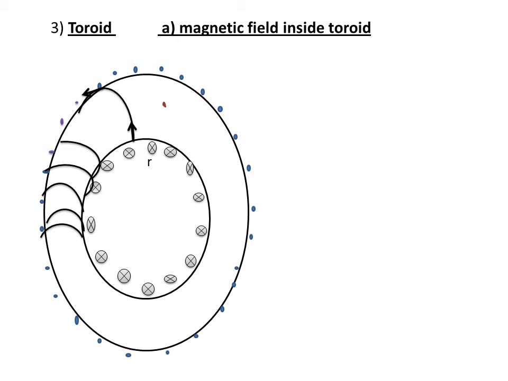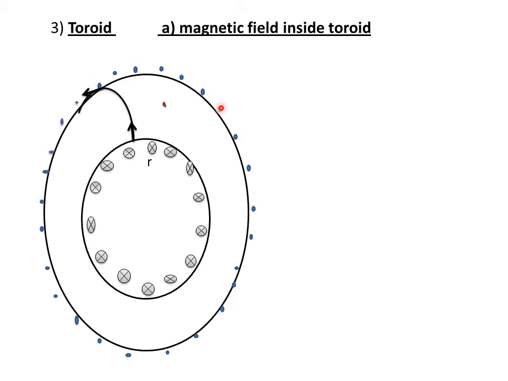Here we have a circular ring on which insulated wires are wound very close together. It forms a toroid. Here we have drawn some wires. If we draw all the wires, it will be difficult for us to explain. So instead of drawing wires, we are going to use dots and crosses to represent wires.